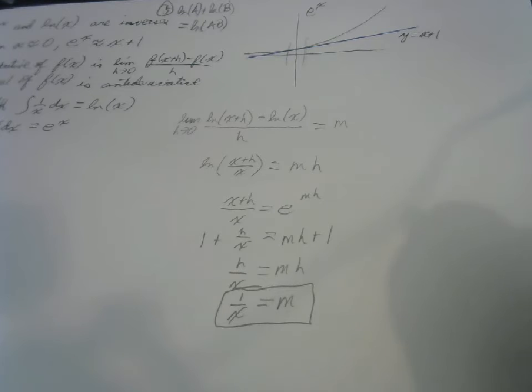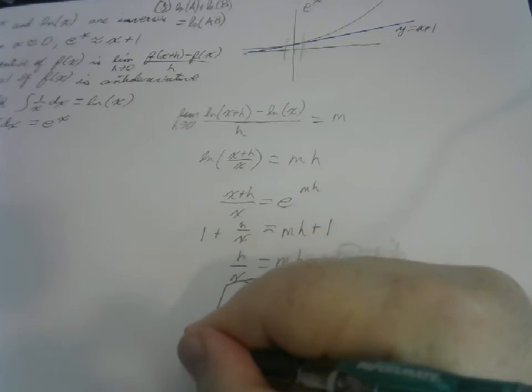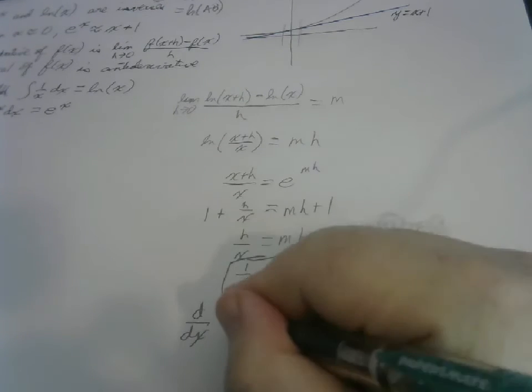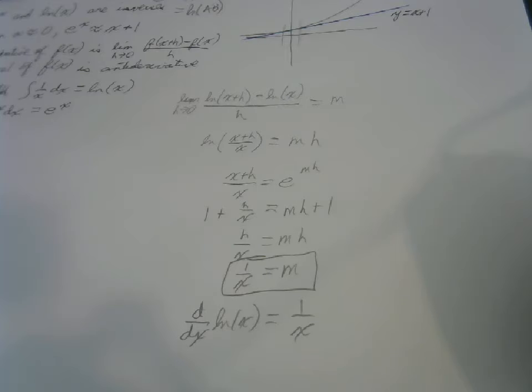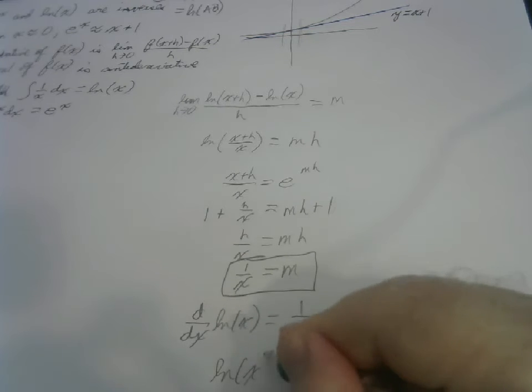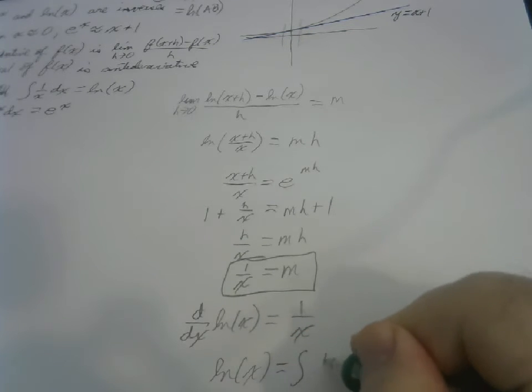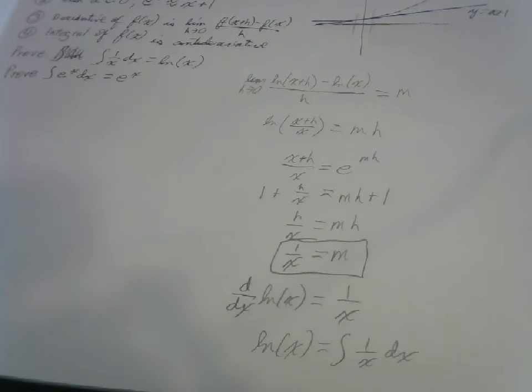So that proved that the derivative of natural log of x equals 1 over x. And so now I'm going to use the antiderivative and say natural log of x equals the integral of 1 over x dx. So I've shown that the integral of 1 over x dx is equal to natural log of x.